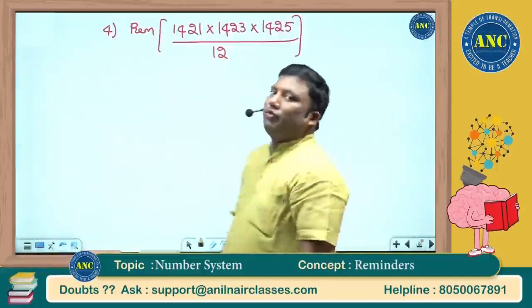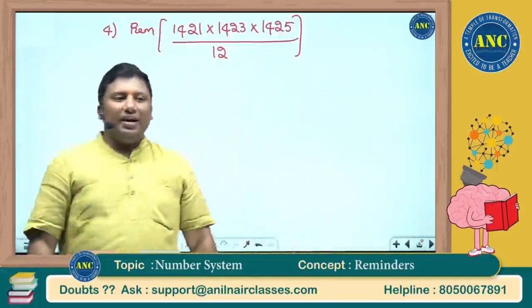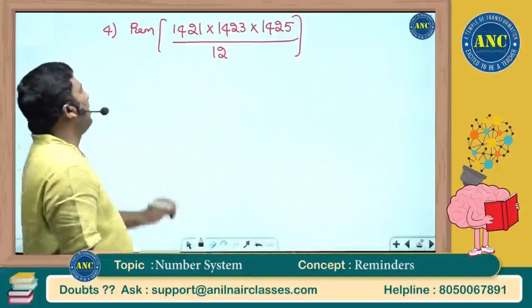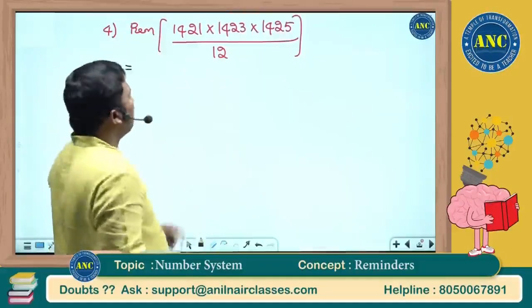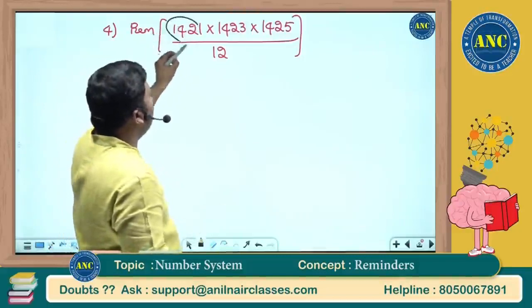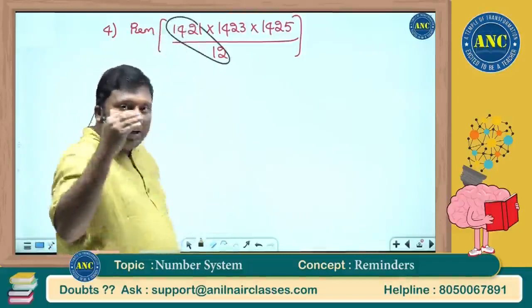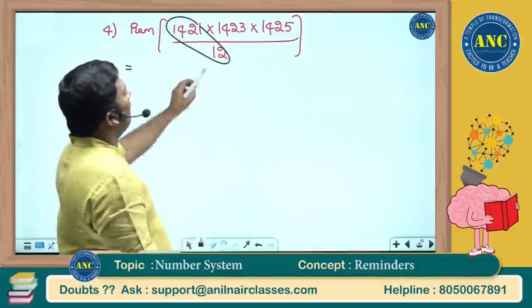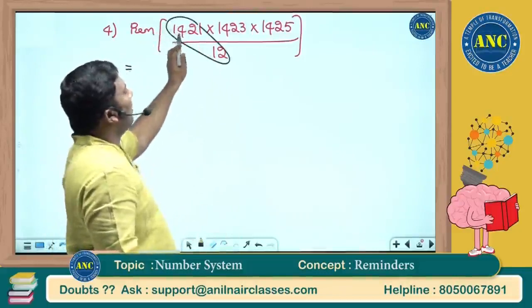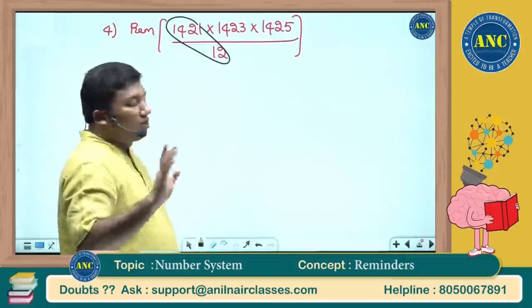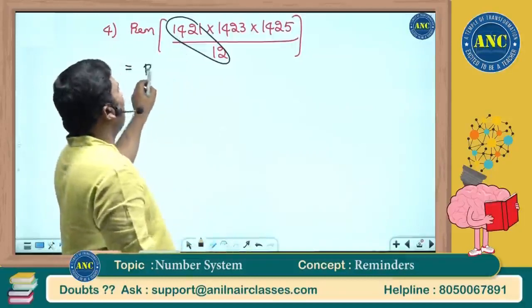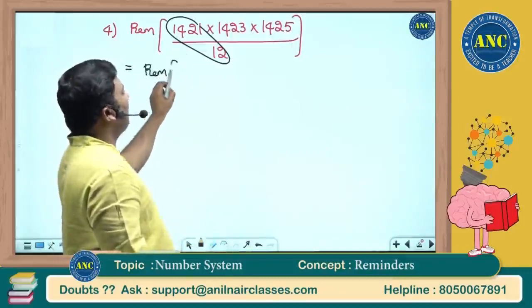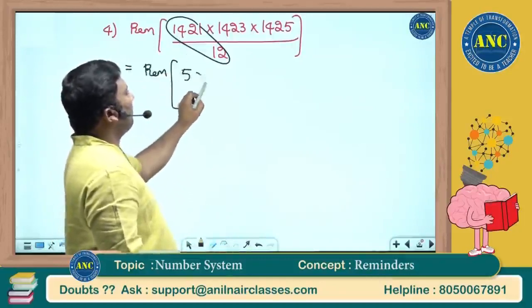3 into 1425 divided by 12. Now, what you will do is, you will go step by step. First, we will divide 1421 by 12. 12 ones are 12, 22. 12 ones are 12, 101. 12 eights are 96. Leftover, it is nothing but 5.